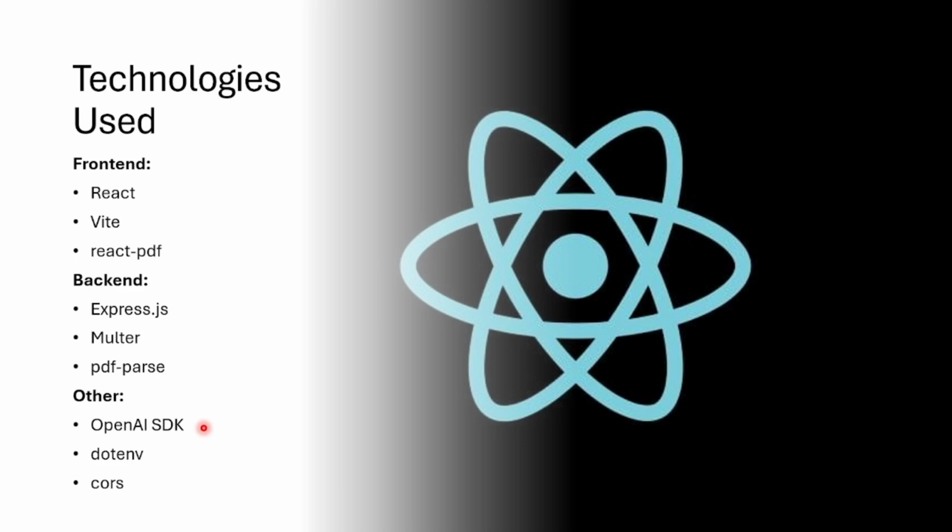For AI functionalities, we integrated the OpenAI SDK, which enables document analysis, summarization, quiz generation, and question answering. Additionally, .env was used for environment variable management, and CORS was implemented to support secure communication between front-end and back-end services.